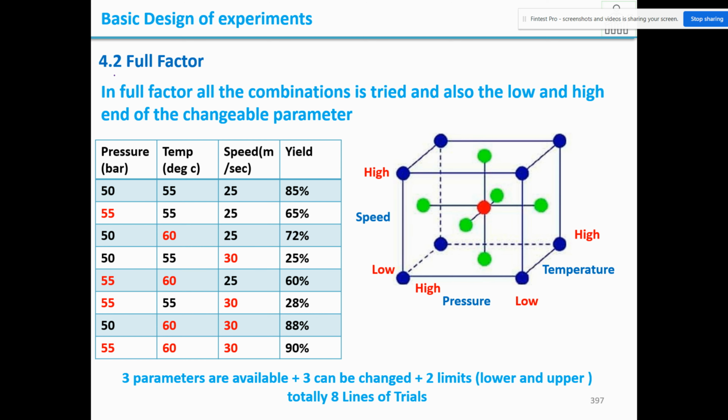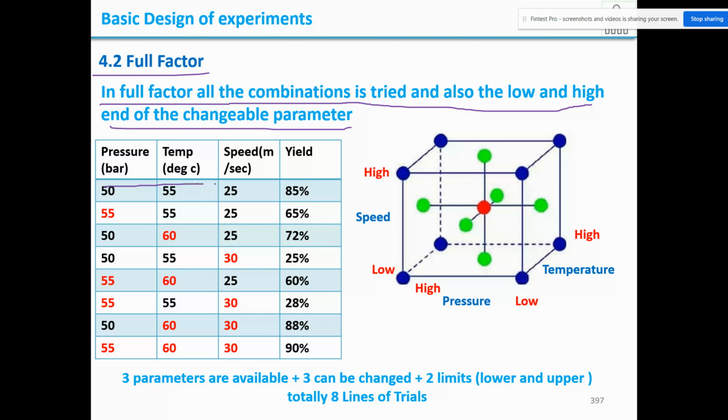We'll see full factorial DOE. In full factorial, all the combinations are tried at the low and high end of the changeable parameter. That means each parameter has a limit that we can change. So what we will do is change from lower as well as directly higher. Based on that, we are going to change the parameter.